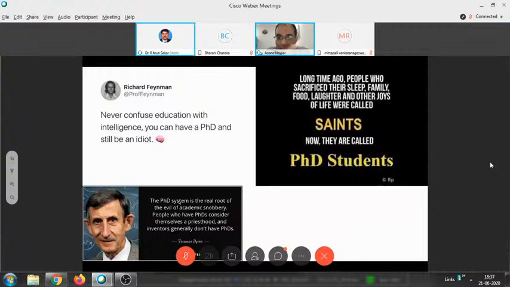So you see over here, the PhD system, it's a very important quote by Freeman Dyson. The PhD system is a real root of the evil of academic snobbery. Some people say that I'm a PhD, I know everything. People who have a PhD consider themselves as priesthood, and inventors generally don't have PhDs. Ladies and gentlemen, let me tell you, most of the patents that are being filed by industry professionals, they are not even PhDs. And they're filing high-end patents.